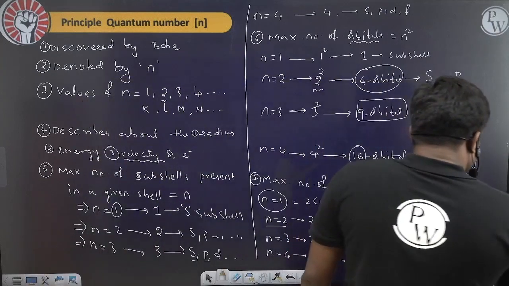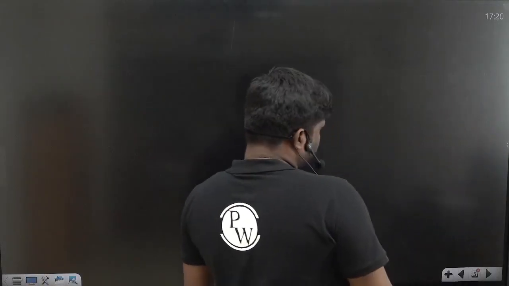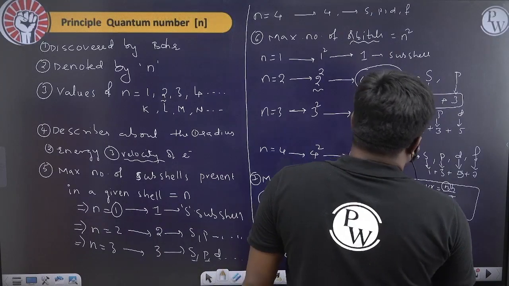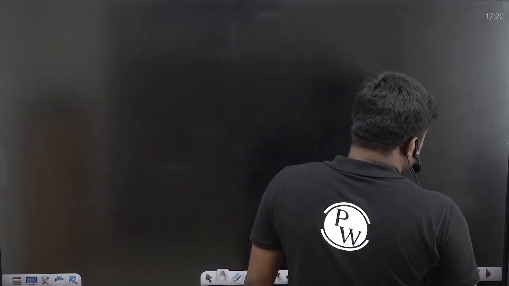Okay. And next coming to the azimuthal quantum number. Next coming to what? The azimuthal quantum number.